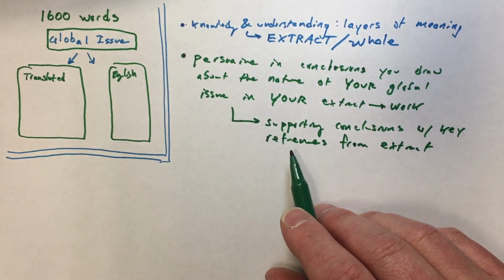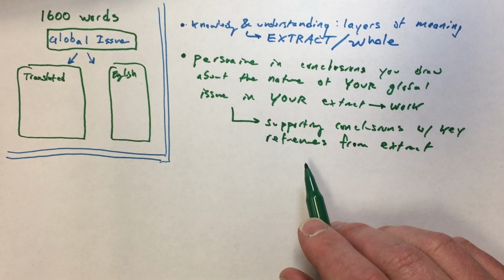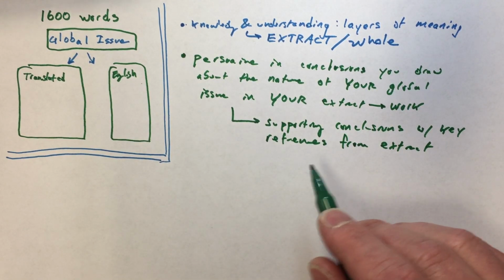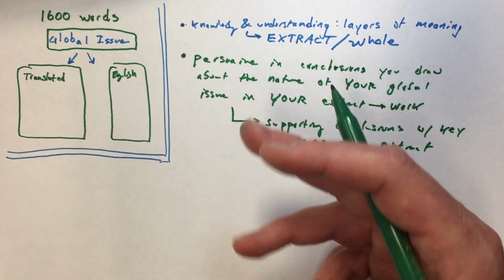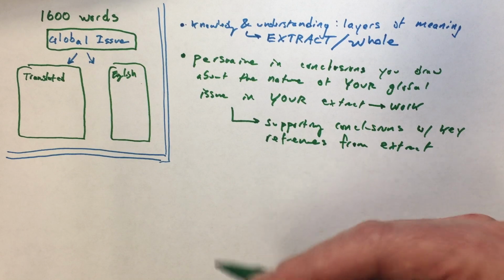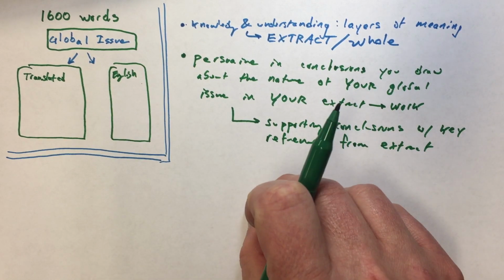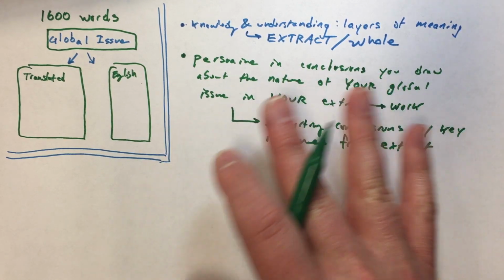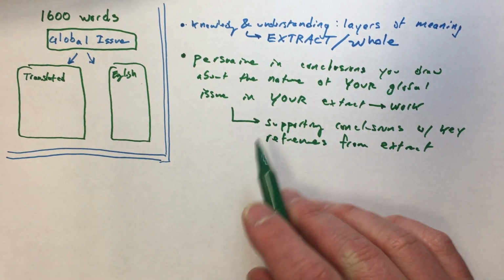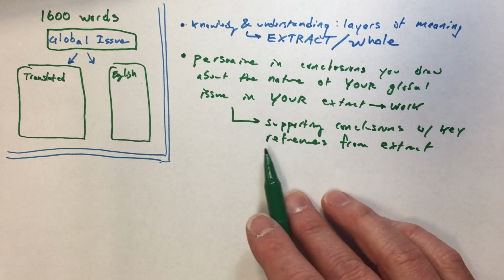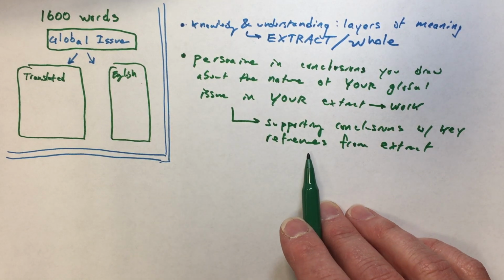which would be quotes. For the rest of the work, you're probably not going to be quoting it, but you'll be surfacing the appropriate details when you're talking about how that global issue is present, or whatever conclusions are valid with regard to that global issue. For the work overall, you'll be justifying that with references that are well chosen from the extract.